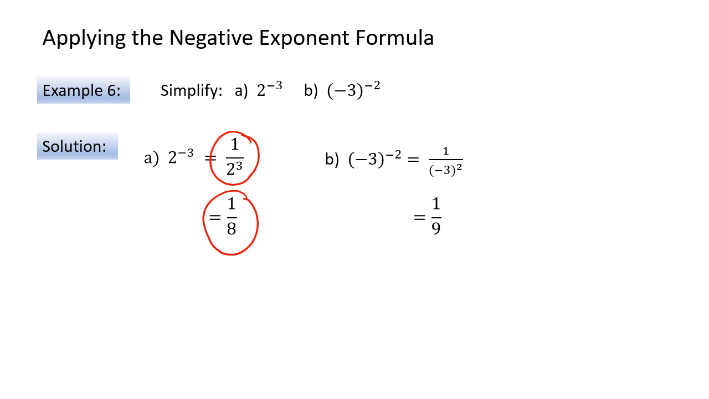In example B, negative 3 to the exponent negative 2. Again, remember the negative 3 is all in brackets, so that's actually the base. So you can write that as 1 divided by negative 3 to the exponent positive 2. Again, you're just changing the sign of the exponent. And negative 3 squared is the same as 1 divided by negative 3 times negative 3. And a negative times a negative is a positive. So negative 3 times negative 3 is positive 9. So we get 1 divided by 9, okay?